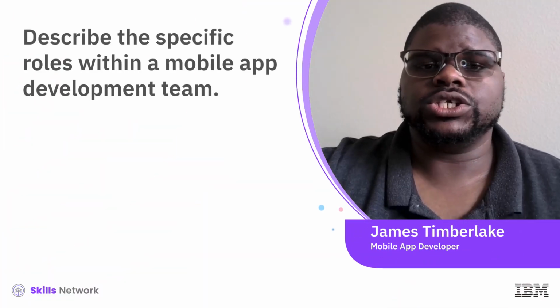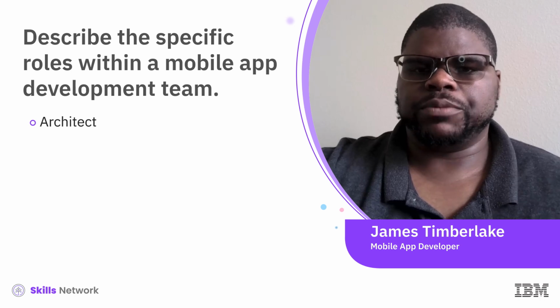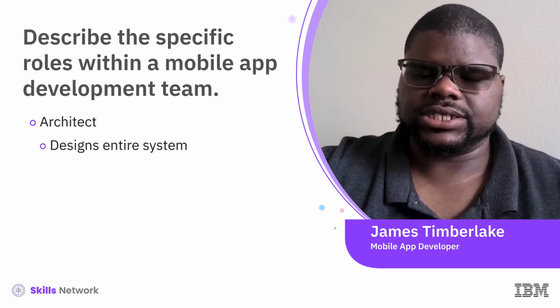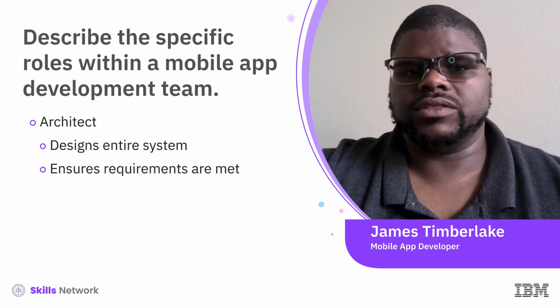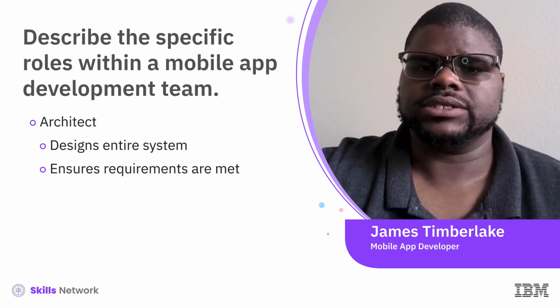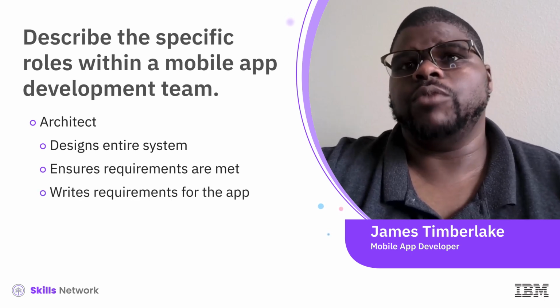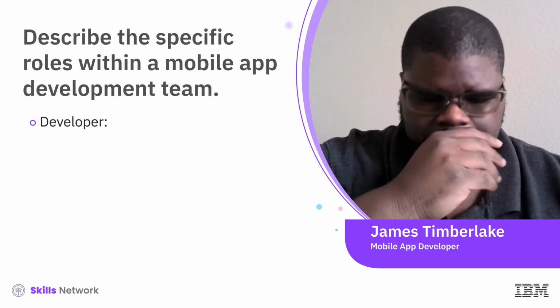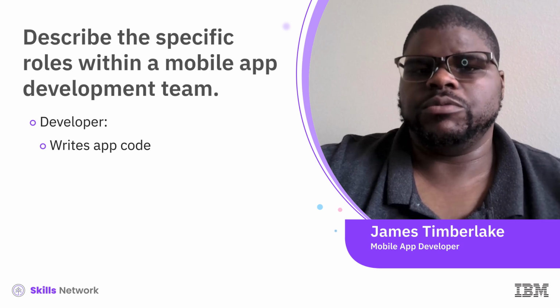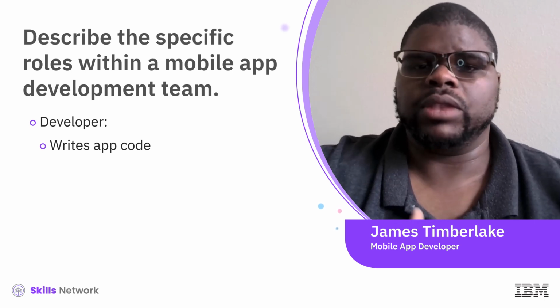Mobile development usually starts with the architect. This is the person responsible for designing your entire system, making sure that the requirements are right in comparison with the other systems or APIs that you'll be using, and writing any requirements for the mobile app. Once that's done, it's usually kicked off to the developer. The developer is the person who'll be writing most of the mobile app code.